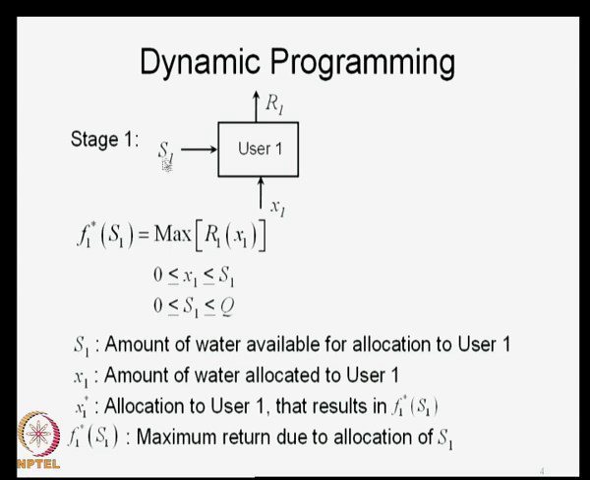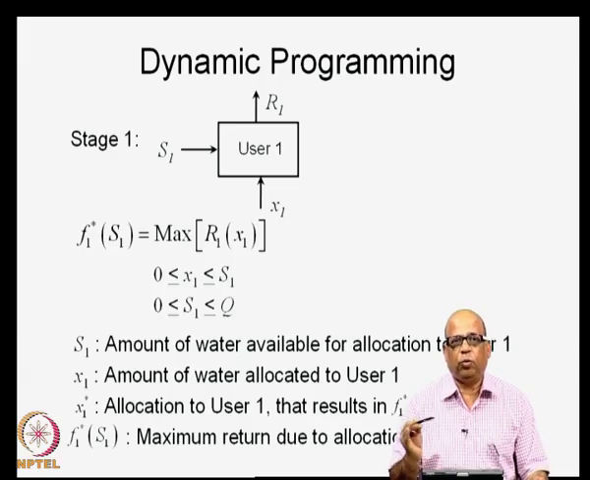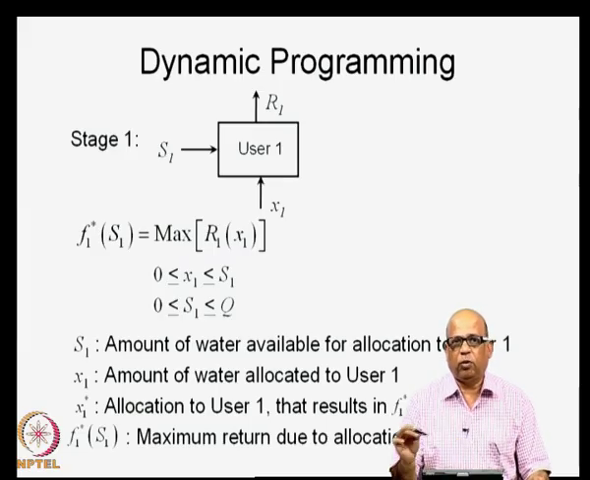So, we solve this problem for all possible values of S 1 because we do not know exactly what S 1 will be. We are moving in the backward direction. So, we are asking the question, if S 1 is equal to 0, how much should I allocate? If S 1 is equal to 1, how much should I allocate? If S 1 is equal to 2, how much should I allocate, and so on. So, we are solving the problem for a given value of S 1 which is not known. We will know the actual value of S 1 only when we solve the complete problem.